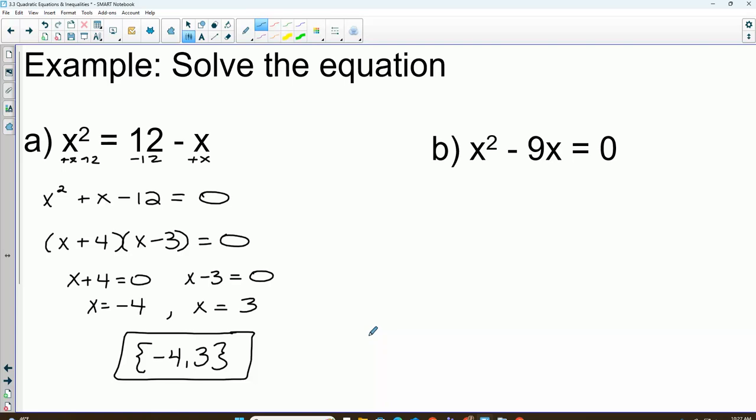You can always check these if you plug it in. -4 squared is 16. 12 minus -4 is 16. That works. I put in a 3. 3 squared is 9. 12 minus 3 is 9. So it works.